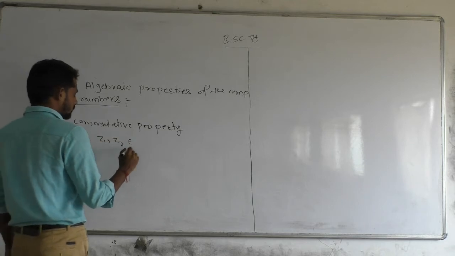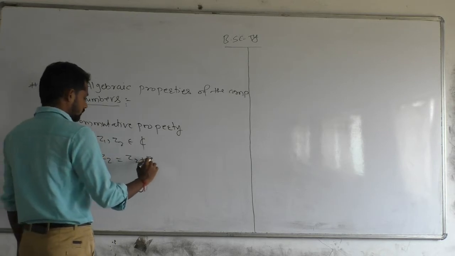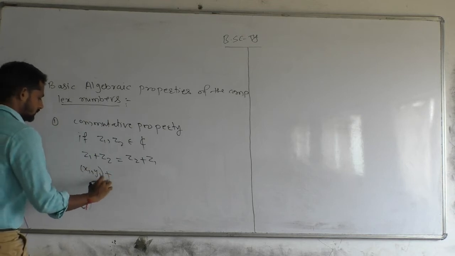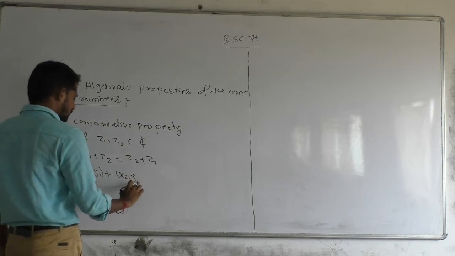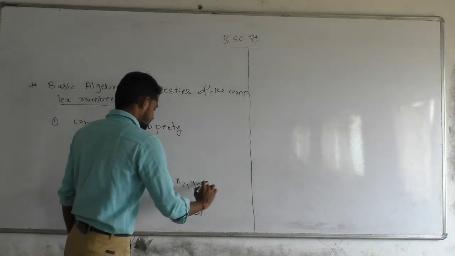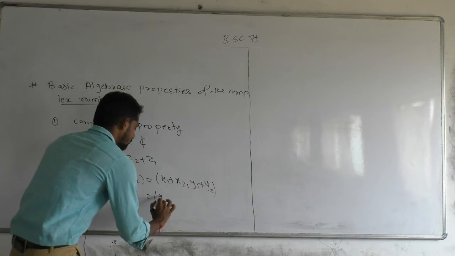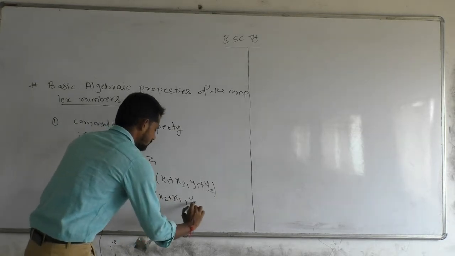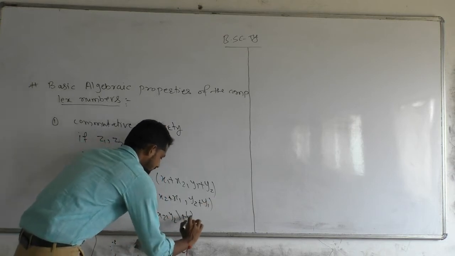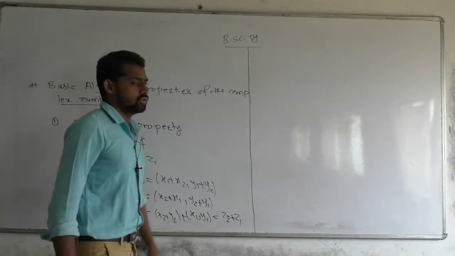If z1, z2 belong to the set of complex numbers, then z1 plus z2 is equal to z2 plus z1. If z1 is equal to (x1, y1) and z2 is equal to (x2, y2), then z1 plus z2 is equal to (x1 plus x2, y1 plus y2). So we can interchange the roles: (x2 plus x1, y2 plus y1), which is equal to z2 plus z1. So addition of two complex numbers is commutative.